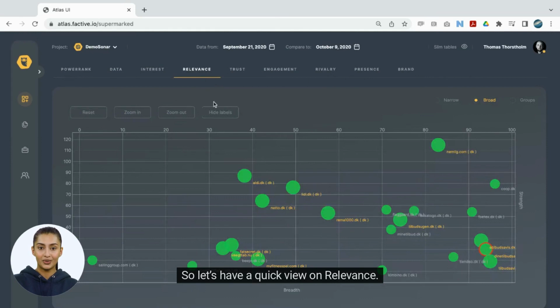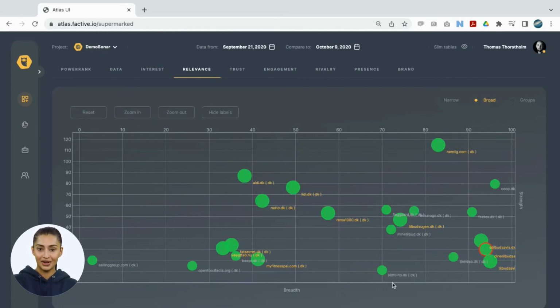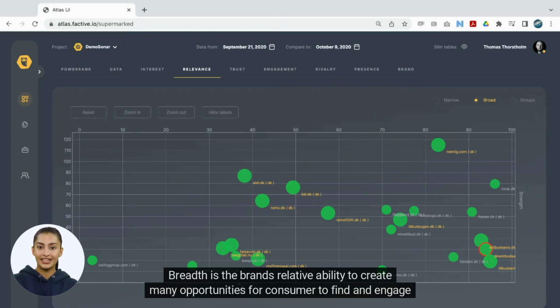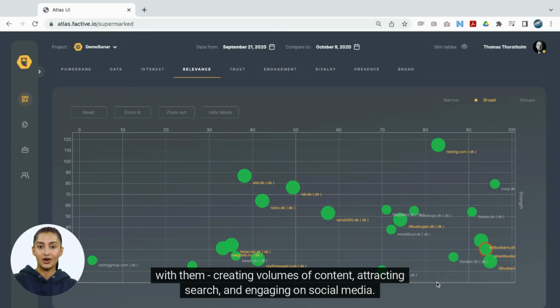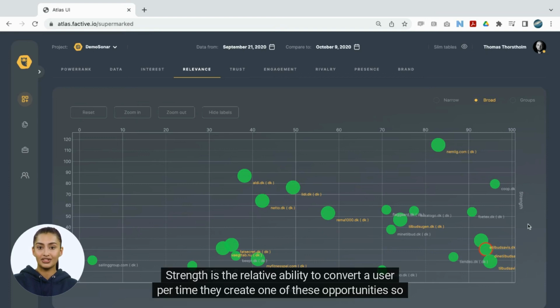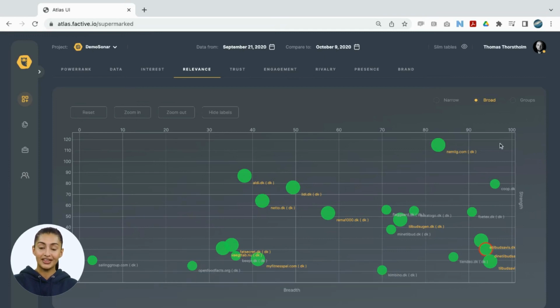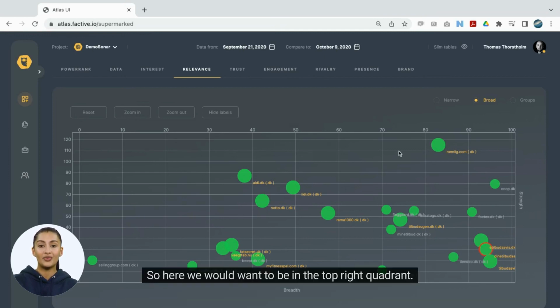So let's have a quick view on relevance. Relevance has two variables, breadth and strength. Breadth is the brand's relative ability to create many opportunities for consumers to find and engage with them, creating volumes of content, attracting search, and engaging on social media. Strength is the relative ability to convert a user per time they create one of these opportunities, so a way to characterize effectiveness. So here we would want to be in the top right quadrant.